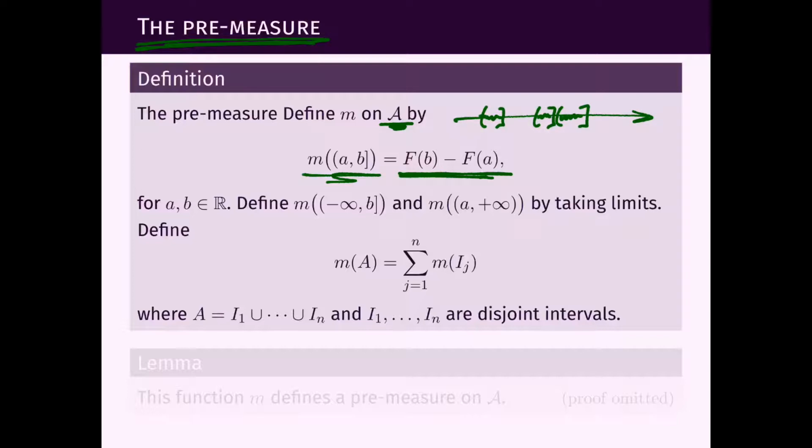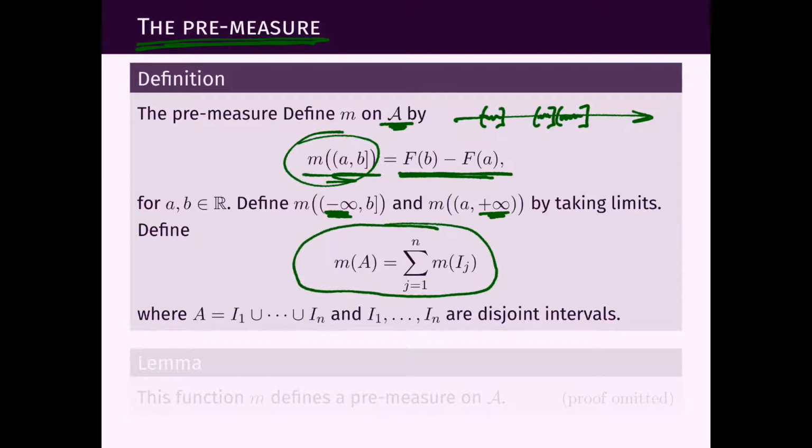If the left end of the interval is minus infinity, we compute it through a limit. If the right end of this interval is plus infinity, we also compute it through a limit. You can see the details in the lecture notes. Then for any set which is not exactly of this form, but is a disjoint union of intervals of this form, we define the measure of that set to be the sum over those finitely many left open, right closed intervals. I should emphasize this definition does not depend on how we express A as a finite disjoint union of intervals.